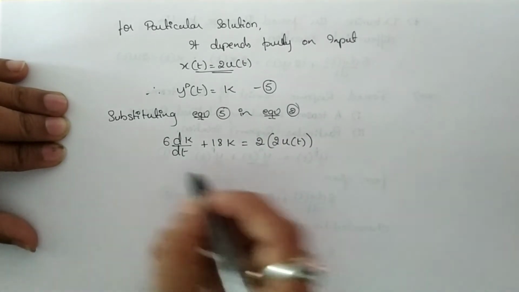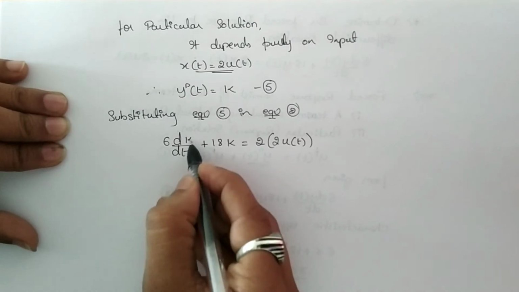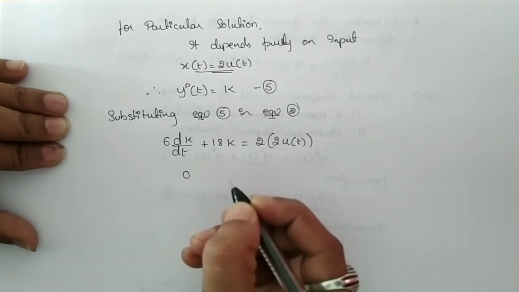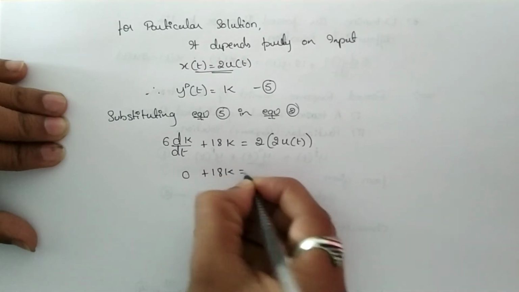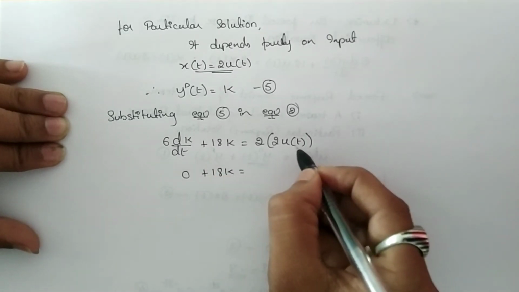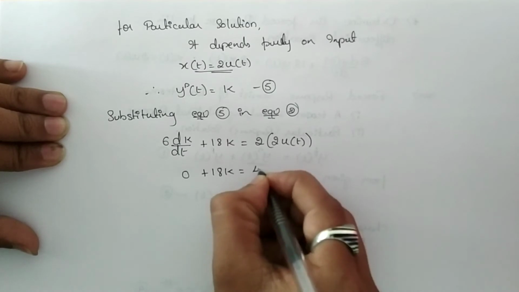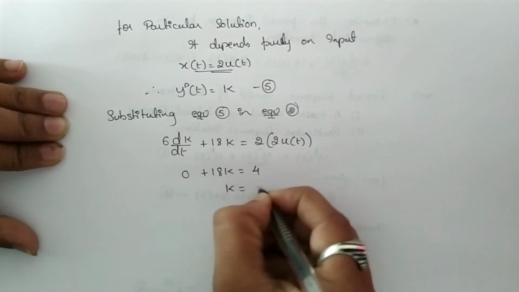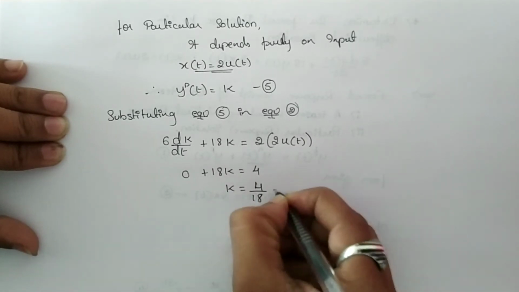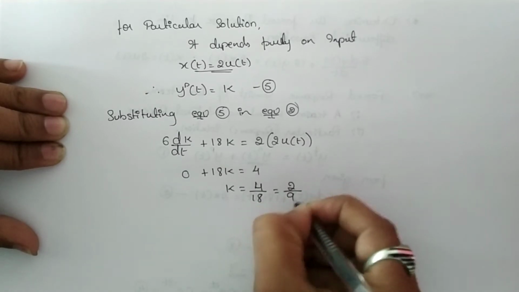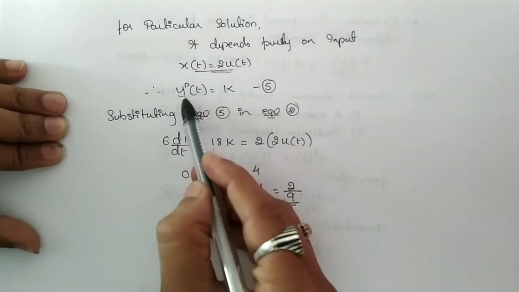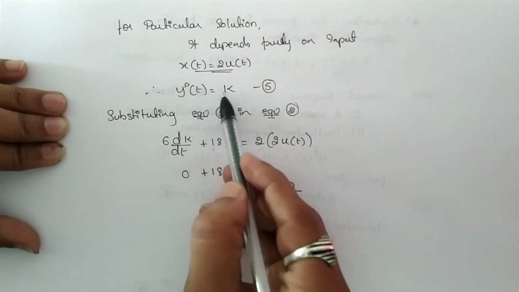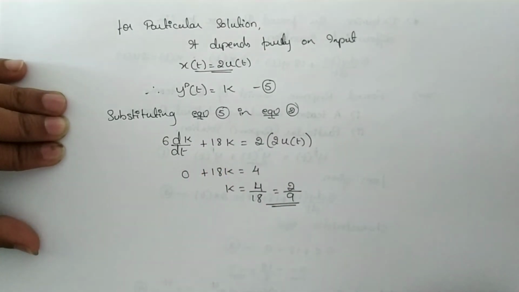Now, differentiation of a constant is 0. Remember, differentiation of a constant is 0, plus 18k is equal to, the value of u of t is 1, 1 into 2 into 2 is 4. Therefore, k is equal to 4 by 18, which we can write as 2 by 9. The value of k is 2 by 9. Now we have yp of t is equal to k.